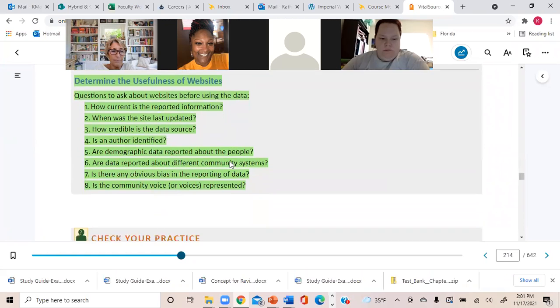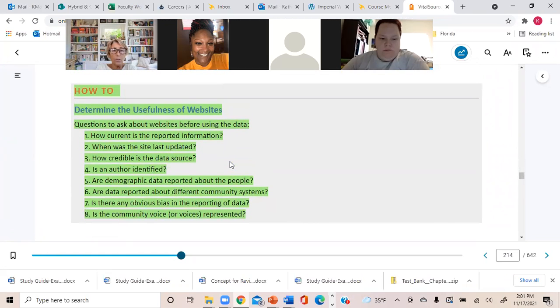Okay. And then I think this is the last part of this chapter, how to determine, we talked about this a little bit in the outline, what criteria can we use to determine the usefulness of websites? So some questions you might want to ask before you refer on. I take my example of the Mayo Clinic website. The information is current. The website is always updated. How credible is the data source? I believe credible. So these are some questions. Is data reported about different community systems? Yes. No, I don't see number 7. I don't see any obvious basis in the reporting of their data. They're providing medical information, diagnoses, symptoms, treatments.